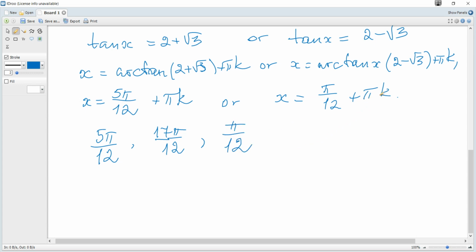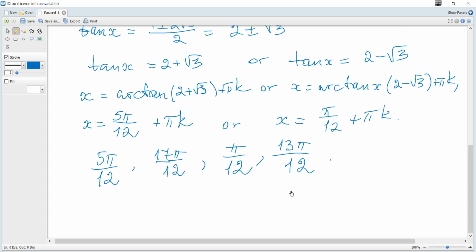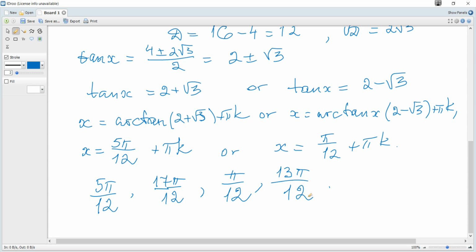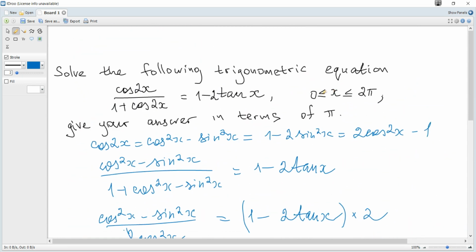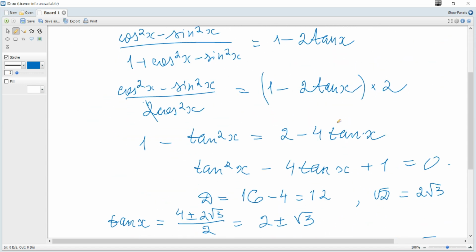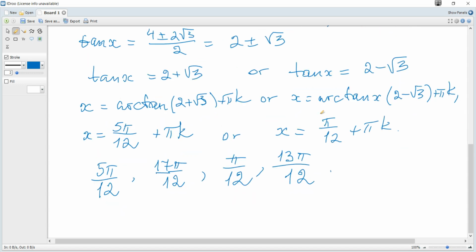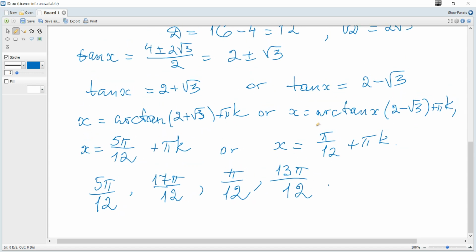And when k is 1, it becomes 13 pi over 12. And that's all. There are 4 roots for x from 0 to 2 pi, and that's all for this question.